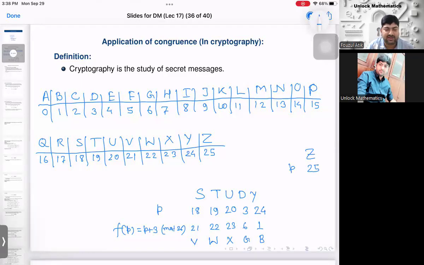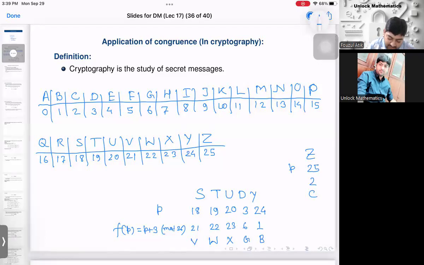So 25 plus 3, 28. But for 28 we do not have any letter, so you divide 28 by 26. What is the remainder? Your remainder will be 2. So therefore 2 is represented by C. So for Z we will have C as the secret message.